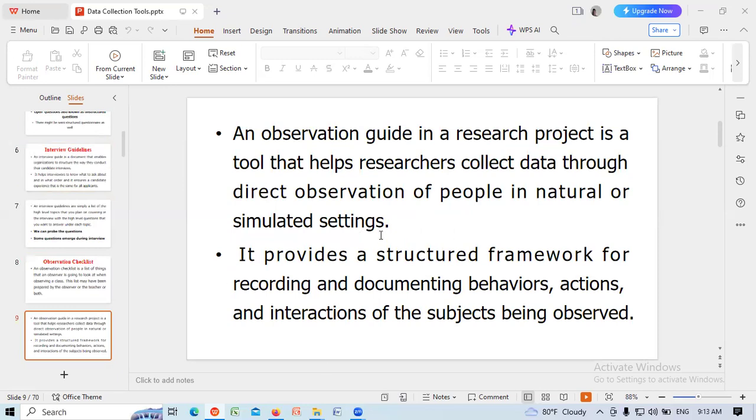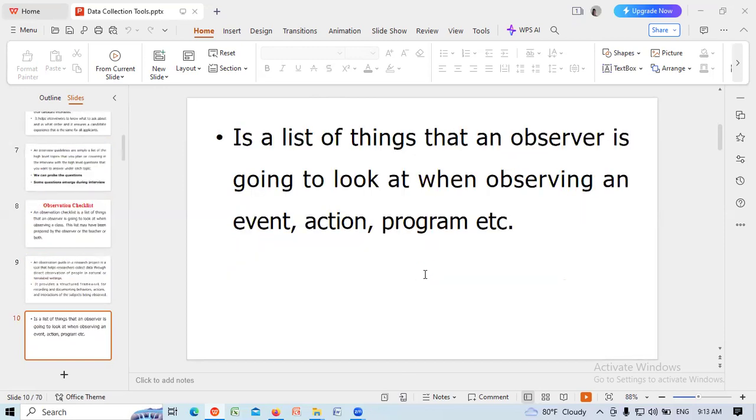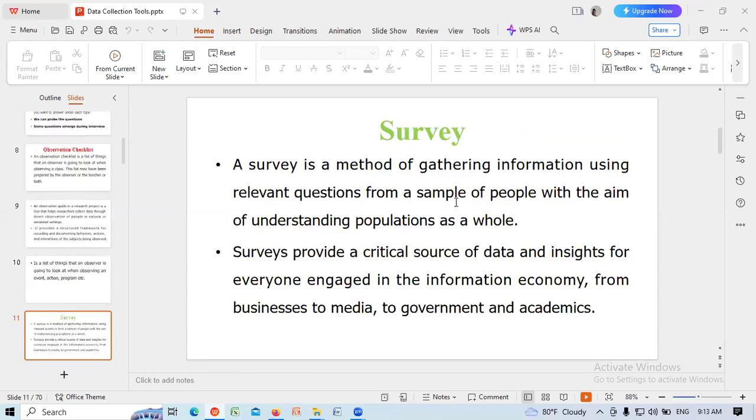An observation guide in a research project is a tool that helps researchers collect data through direct observation of people in natural or simulated settings. It provides us a structured framework for recording and documenting behaviors, actions, and interactions of the subject being observed. It is a list of things that an observer is going to look at when observing an event, action, or program.